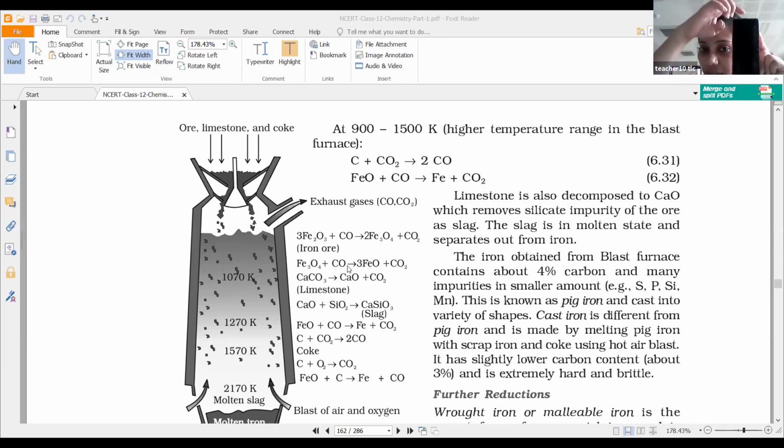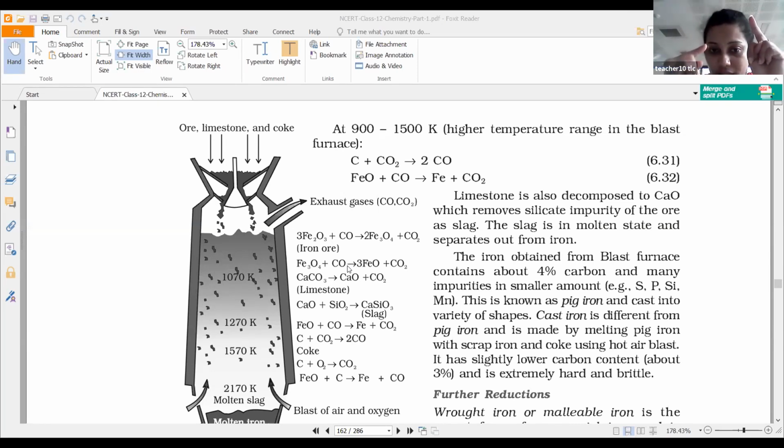At the same time, carbon added as coke can also react with more oxygen, correct? So carbon dioxide can be formed directly. Are you able to follow, students? Two processes are there. Added carbon reacts with oxygen and is converted to carbon monoxide. Now, that carbon monoxide reacts with excess oxygen and is converted to carbon dioxide. This is the first situation.